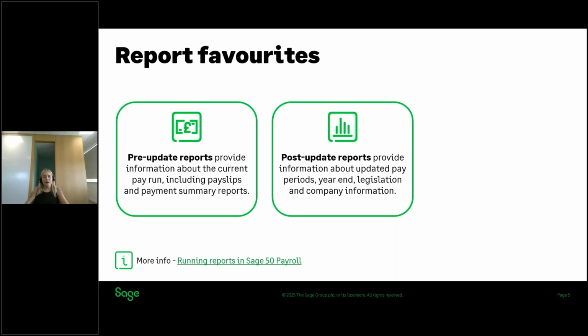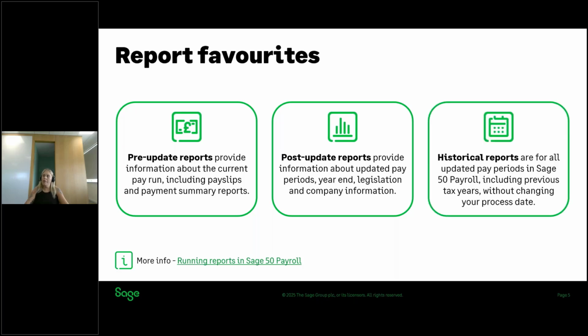Now, lastly, I do want to just touch on historical reports. I will say with these ones, you can't actually create a report selection for these ones. There's still some great reports in there, so they're always worth looking at. So these are just for all of your updated pay periods in 50 Payroll. So unlike the year-end reports in your post-update reports, you don't have to change your processing date for these ones. You just pop the criteria in before you actually run them.